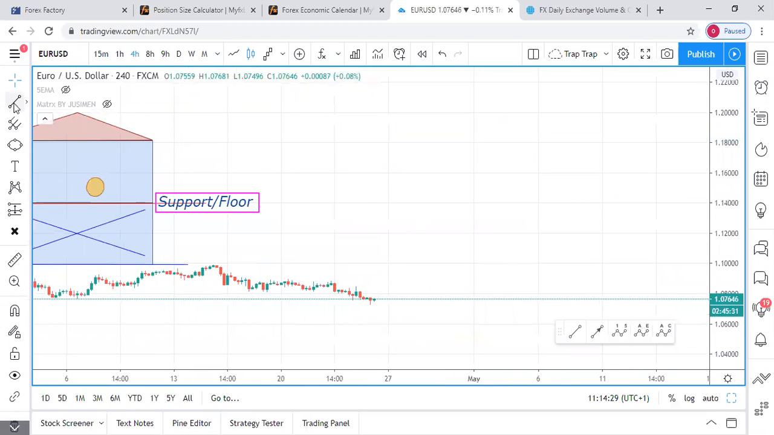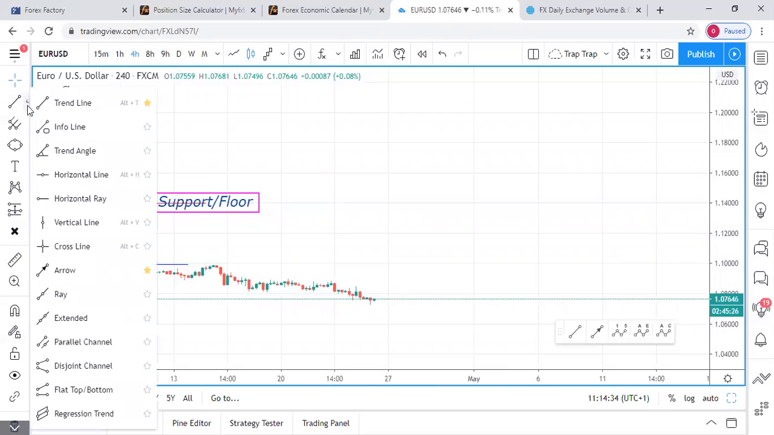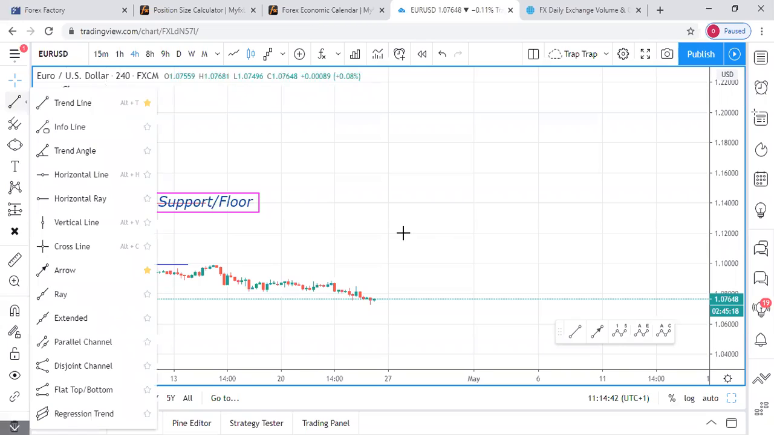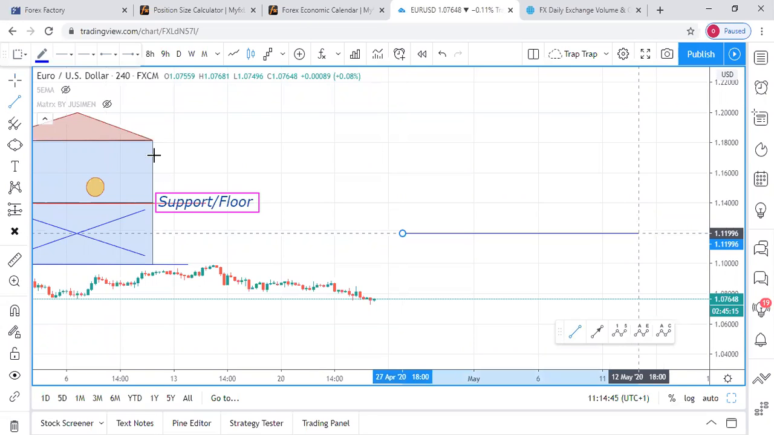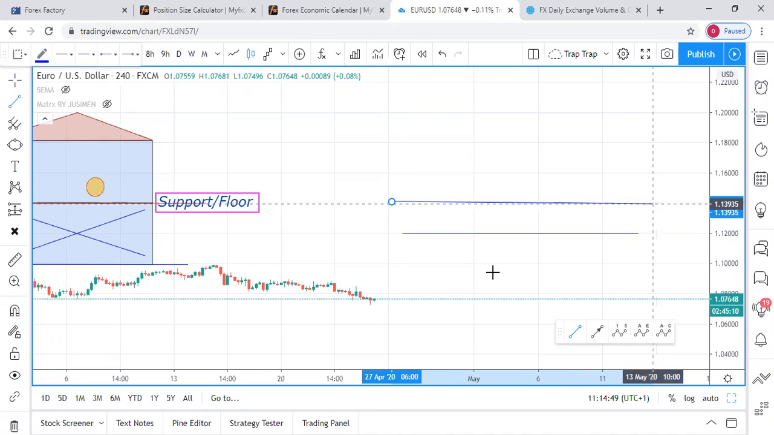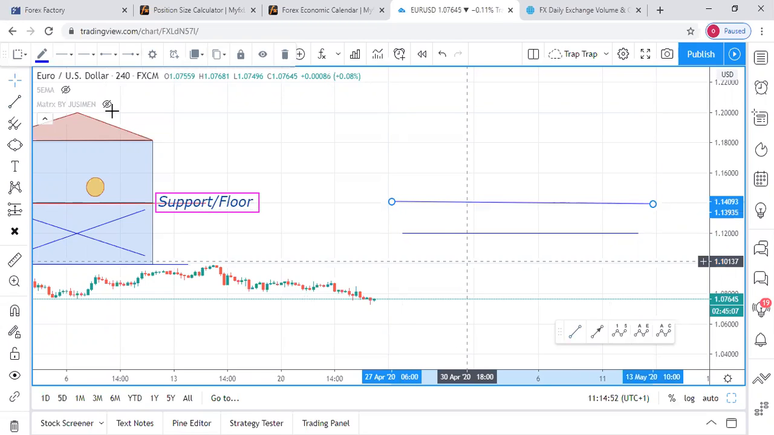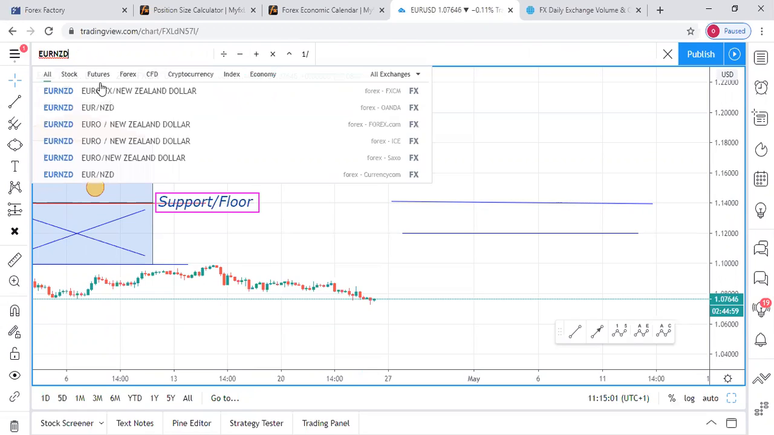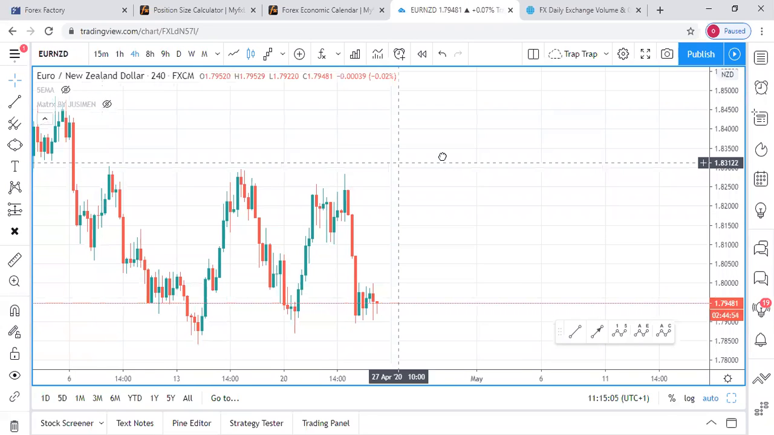Now, we have several types of support and resistance. The first one is exactly what I just explained, where we have horizontal support and horizontal resistance. We have them in the market. I'll give you a good example. We'll come back to Euro USD, this FXCM. Let's go to Euro NZD. We have a support and resistance playing out there now, right? You notice something here.